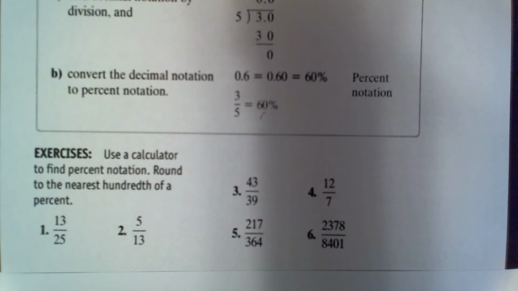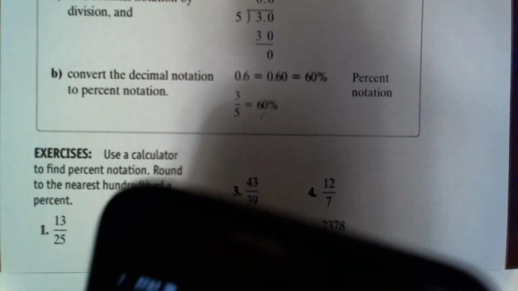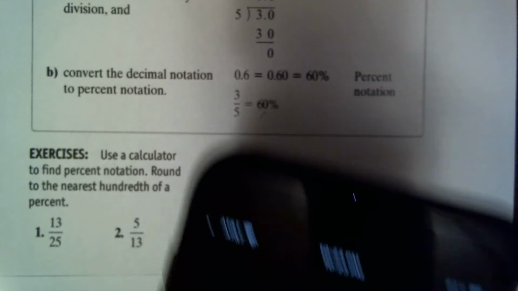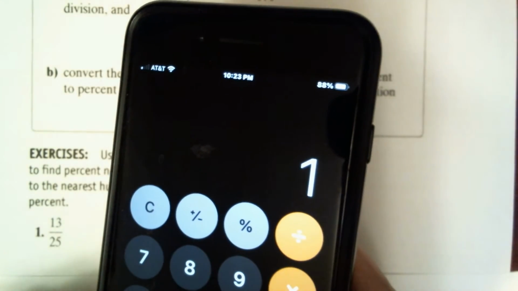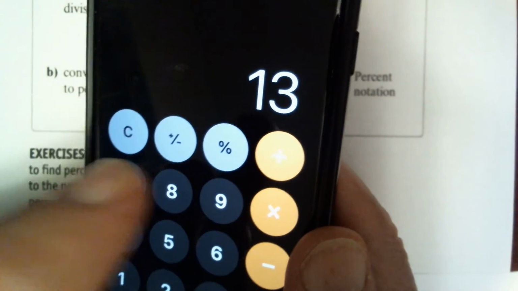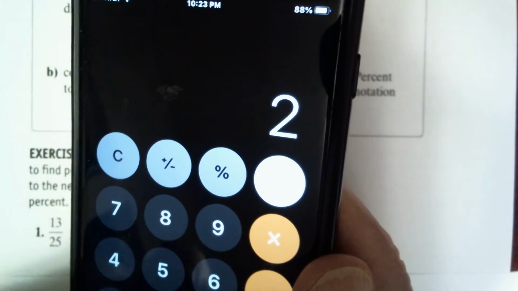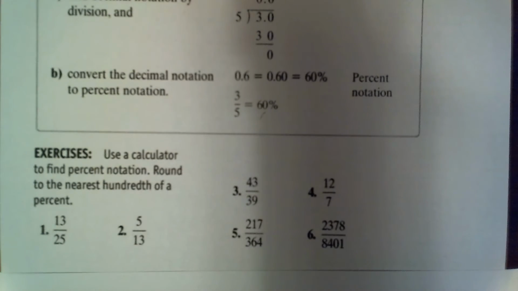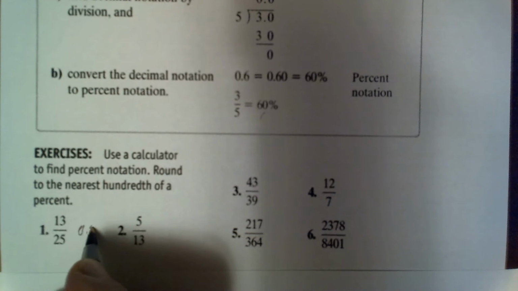For the next few exercises, we are encouraged to use a calculator to find percent notation. Here we are rounding to the nearest hundredth of a percent, and I'm just going to show it on camera for a couple of them. When we look at number 1, 13 divided by 25, we simply enter 13, divide by 25, and the answer is 0.52. So that's equal to 0.52.